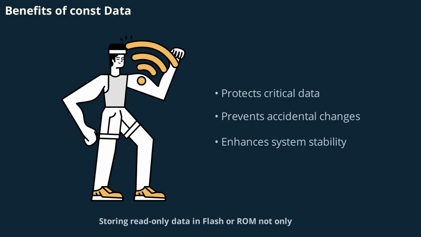Storing read-only data in flash or ROM not only saves RAM but also protects your data from accidental modification. This is especially important for configuration settings and calibration tables that must remain unchanged during operation. It's a simple habit that pays off in system stability.